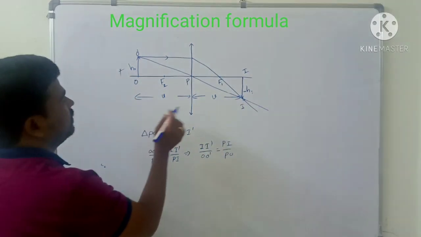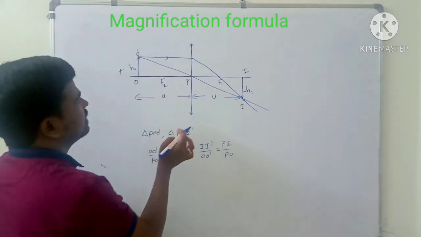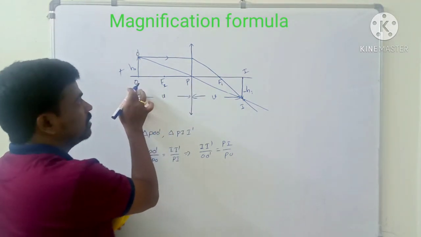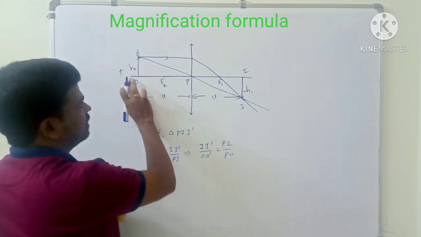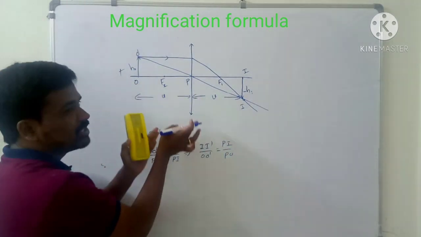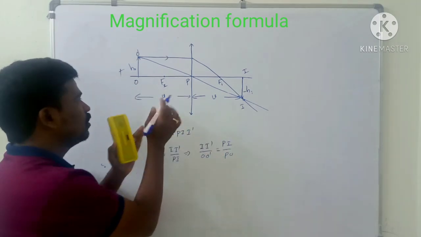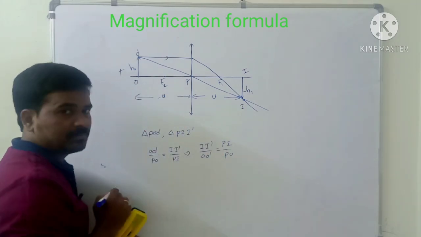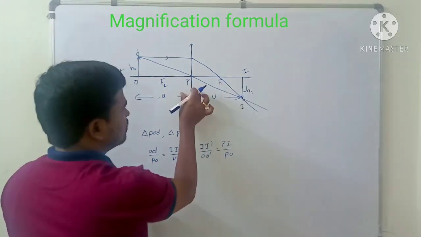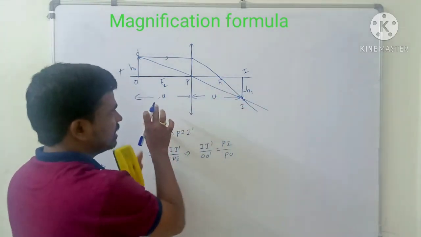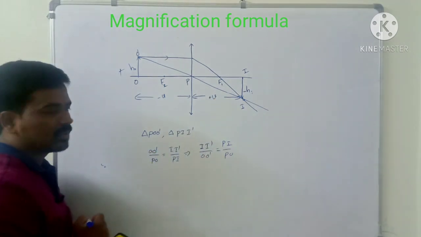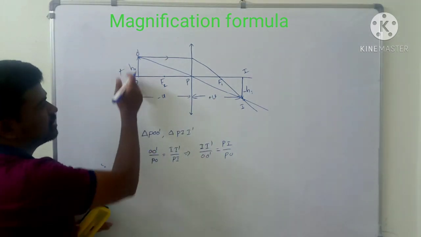Let me measure PO. We measure from right to left, P to O, but the rays are going left to right. That means this distance is opposite to the ray direction, so U gets minus. Next, V is measured from P to I, and the rays are also going this way, so it gets positive. Simple. Let us substitute all these values.